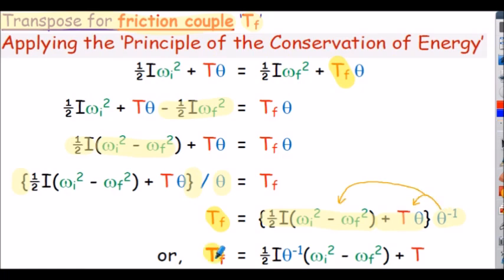I find that TF is equal to the half I theta to negative 1 multiplied by our bracket containing the omega terms, and I'm simply adding the T term. Because considering this term on its own, the thetas will cancel. So I've rearranged for the friction torque TF.